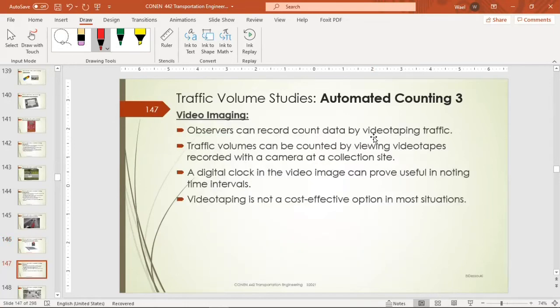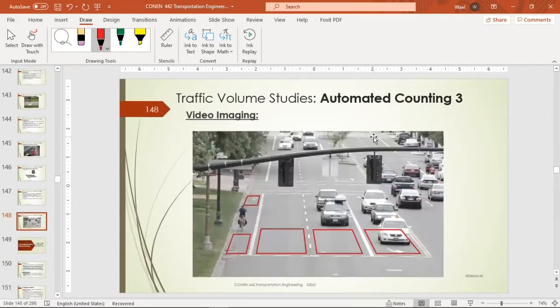The third category, which is now trendy and taking advantage of the new advances in artificial intelligence and machine vision, is basically the video-based imaging, which we use now for traffic signals and stuff like that. Basically, that's a scene from a camera, and in the system we define virtual loops. We don't have to go through the pavement and build inductive loops.